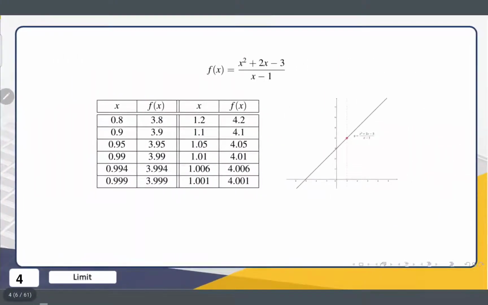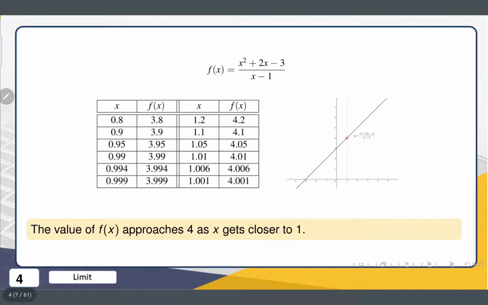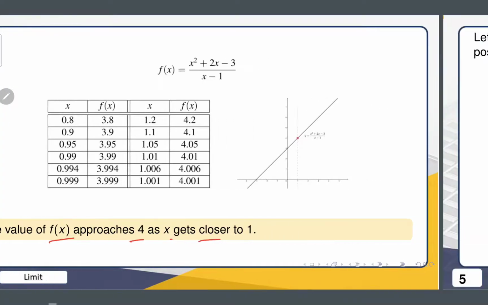So if we look at the graph here, and if we see the table, when x gets closer to 1, then f(x) gets closer to 4. This one also gets closer to 4. Then we have the value of f(x) approaches 4 as x gets closer to 1.